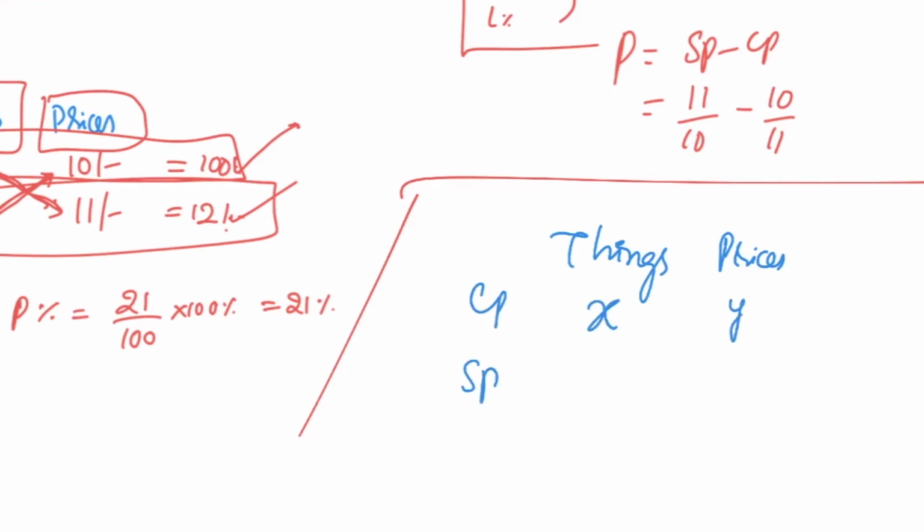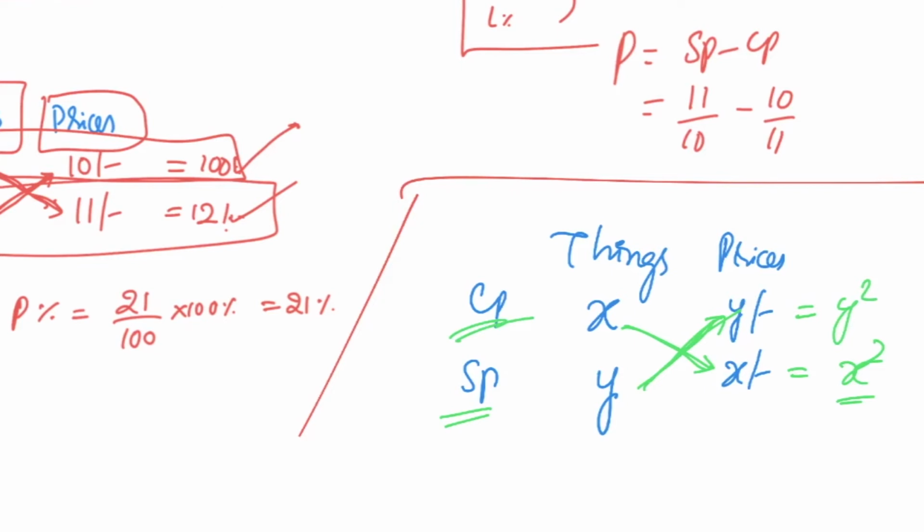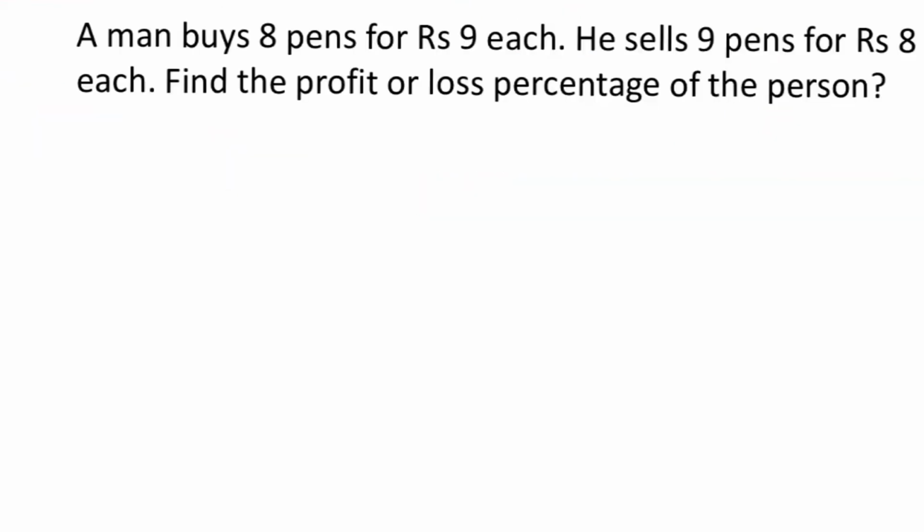X things are purchased at Y rupees, Y things are sold at X rupees. Then cross multiply. X into X, X square is the selling price. Y into Y, Y square is the cost price. There is a profit or loss, depending on the numbers given. So loss or profit is the respective value divided by cost price into 100%. See, the same model is given. A man buys 8 pens for 9 rupees each and sells 9 pens for 8 rupees each. Find the profit or loss percent of the person.